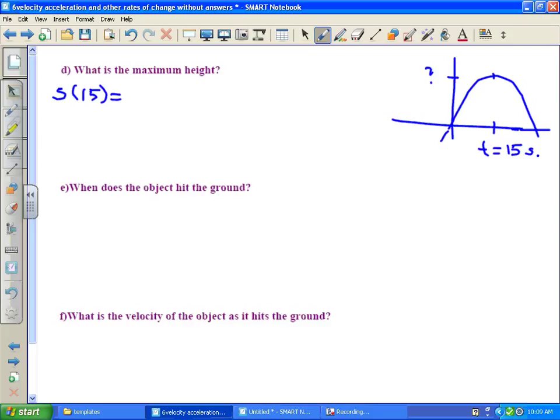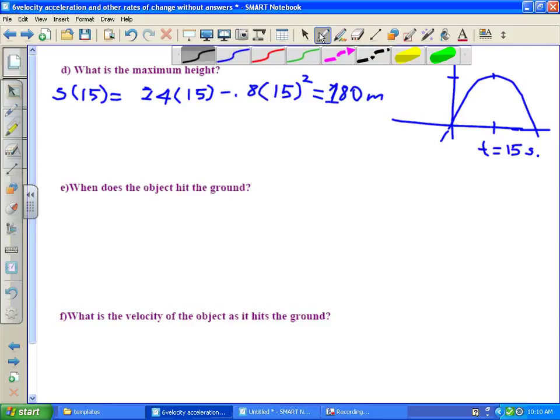And let's see, what was my distance function? 24t minus 0.8t squared. And let's see what you all are getting for this. I heard 180. Anybody else who can confirm it? 180. And the units would be meters. So this point here now we know the answer is 180.